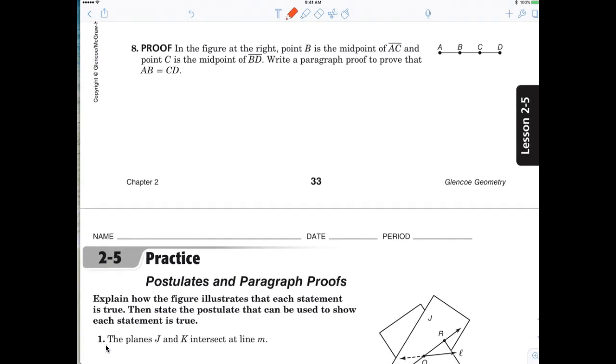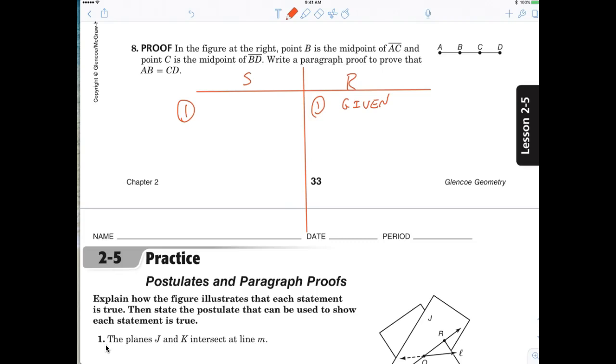It says, in the figure at the right, point B is the midpoint of AC, and point C is the midpoint of BD. I want you to try to prove that AB is equal to CD. All right, so let's start this out. Hopefully you gave it a shot. Statement and reason. Number 1, B is the midpoint of AC, and C is the midpoint of BD, and that reason is what? It's given. That's the first start.